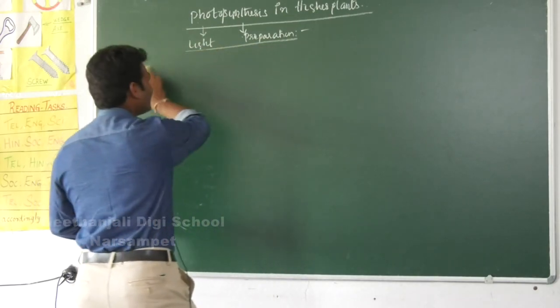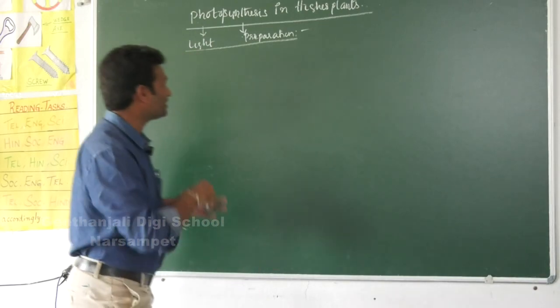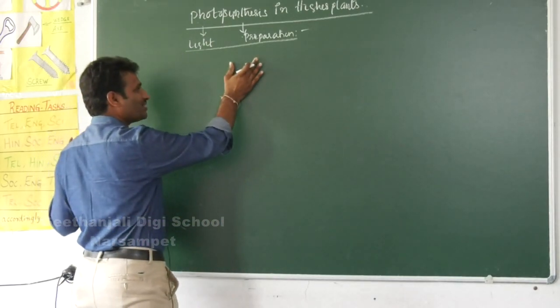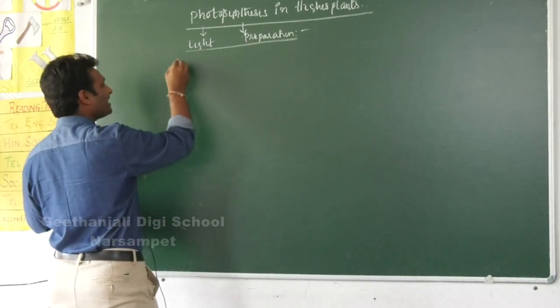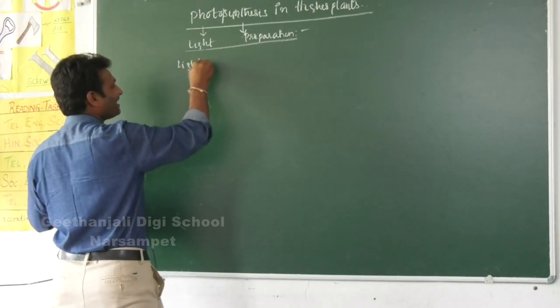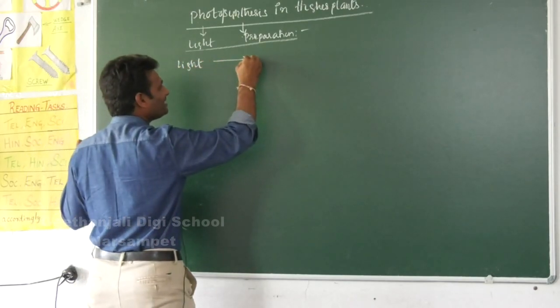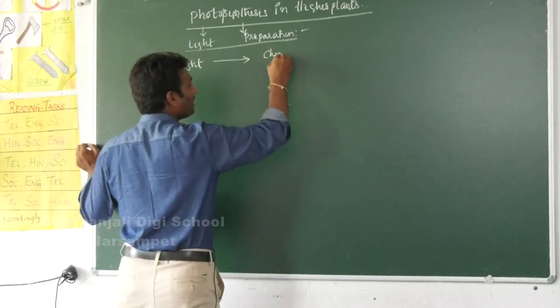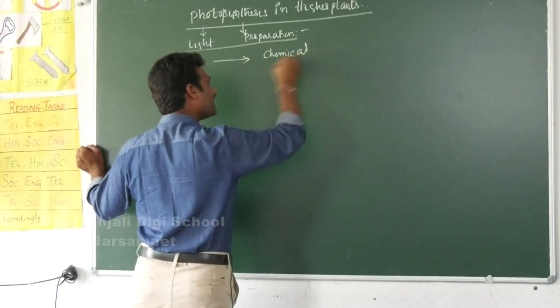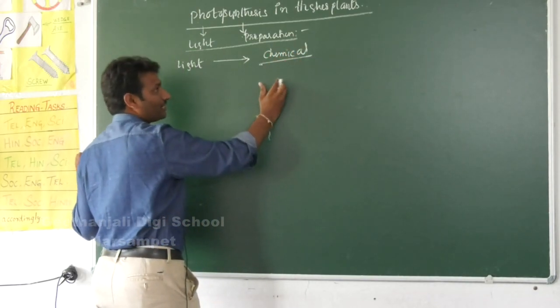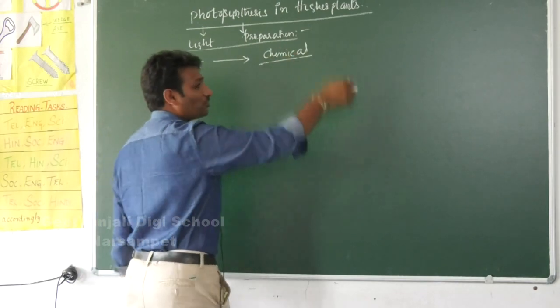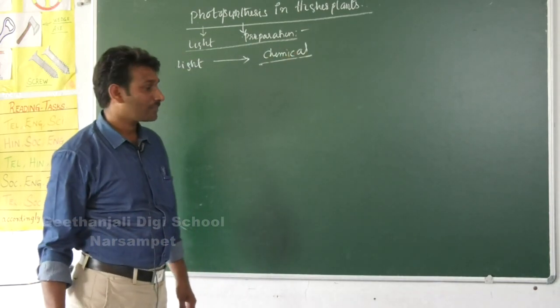In the photosynthesis process, for a reaction to occur we need energy. That energy is light energy. The light energy is converted into chemical energy, that is, forming glucose. Chemical bonds are formed, which produce energy inside our body.